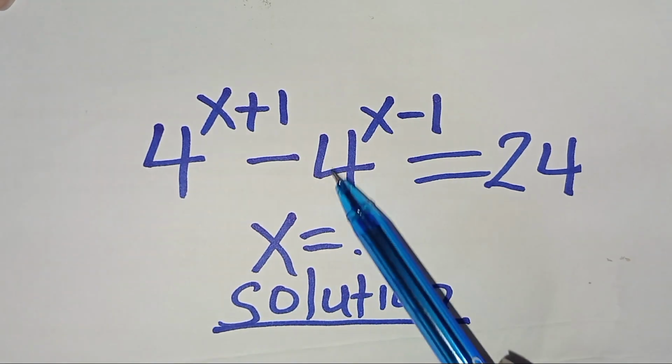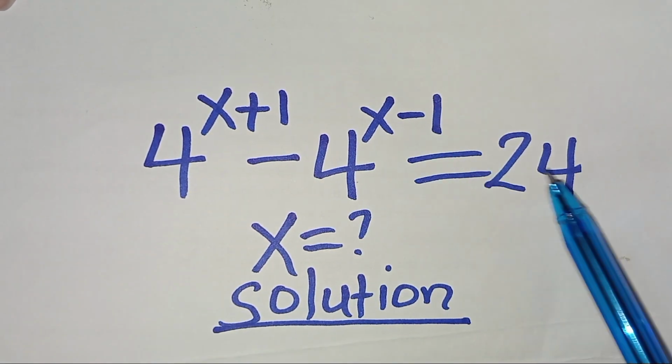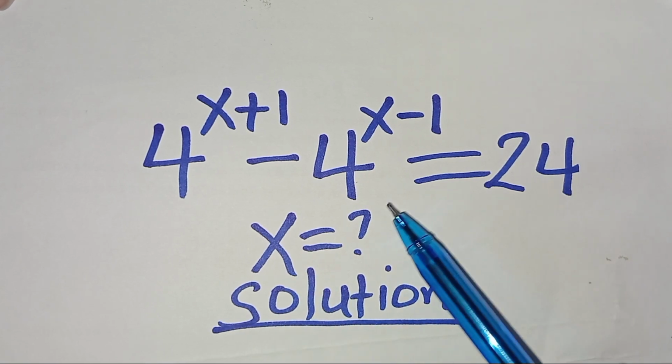Given this nice exponential equation, which is 4 to the power of x plus 1, subtract 4 to the power of x, subtract 1, this is equal to 24. So what is the value of x?